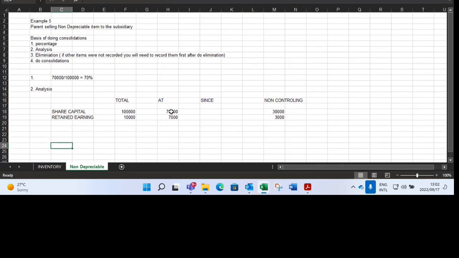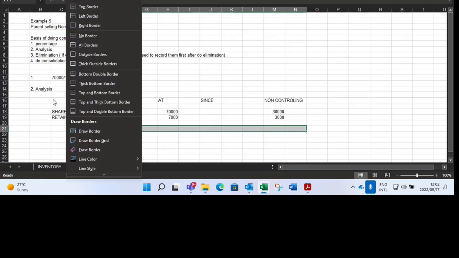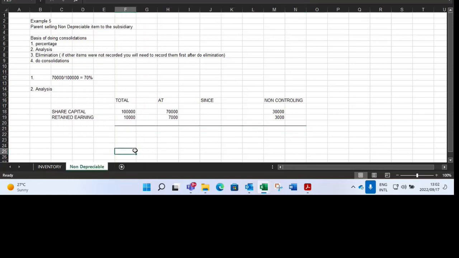Then the consideration paid, we have 110,783. Then the consideration paid, he paid 110. Nice. So goodwill is 0.